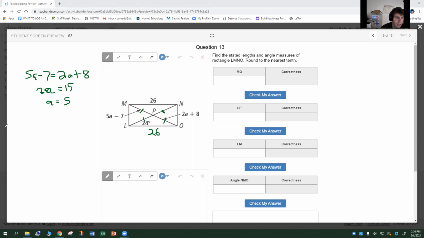And we can substitute that back in and find the length of MP here. So 5 times 5 minus 7 is going to be 18. Just to double check, we could also do 2 times 5, which is 10, plus 8 is also 18. So each of these smaller pieces is 18. The diagonals themselves will be 36, though. 18 plus 18 is 36. So MO is one of the diagonals, so it's 36. LP is one of the smaller pieces here, so that's 18.